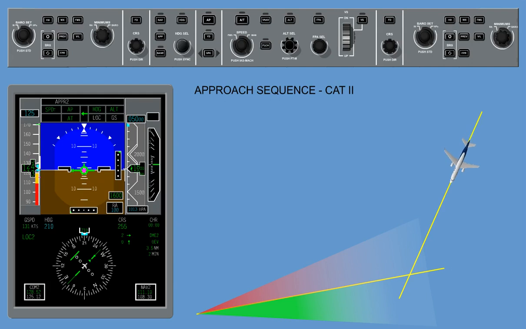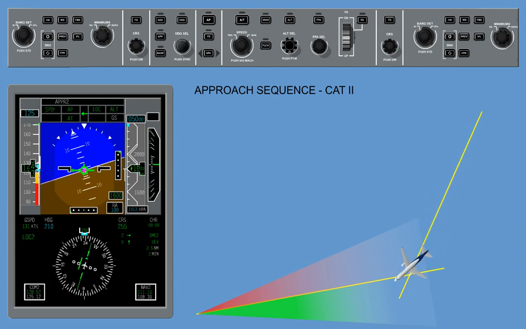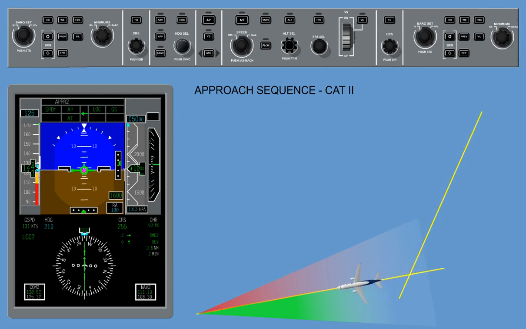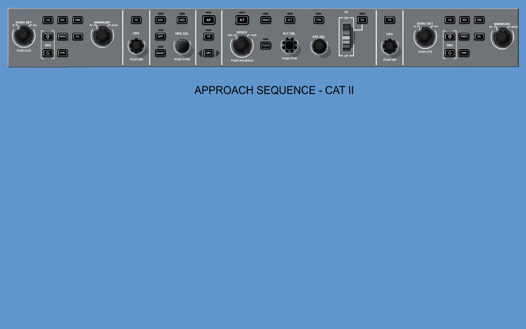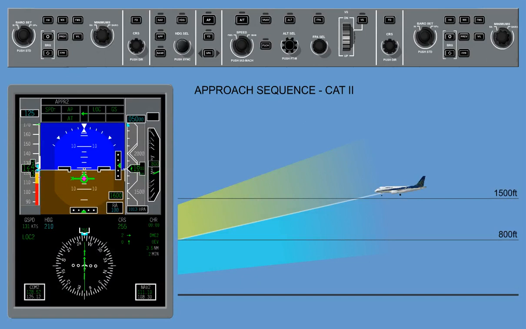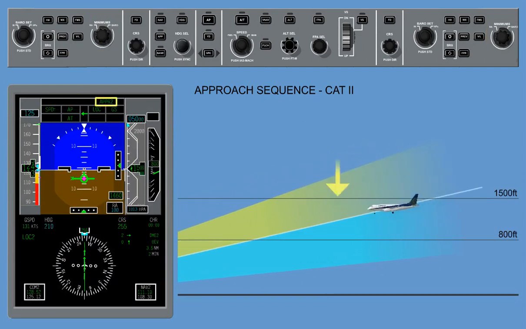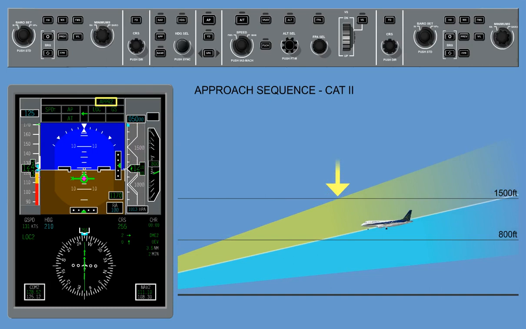As the approach continues, first the localizer will be captured, and then the glide slope will be captured. As the approach continues, and with the radio altitude set to RA and Cat 2 minimums, the autopilot approach 2 status annunciator will change to green below 1500 feet.